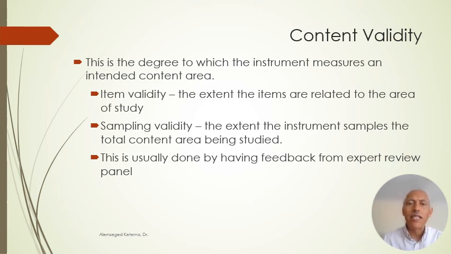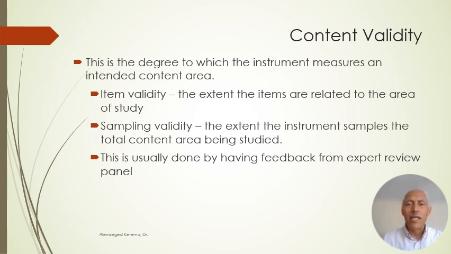Item validity is the extent to which the items are related to the area of study. This is just like an exam, for example. You may have a final exam or even a quiz. Are the questions in your quiz related to the area of study? Or did I include questions from a different area that don't have any relationship to the things you have studied? So item validity specifically has to do with whether the items in the instrument relate to the area of study, each one of them. You need to make sure that each one is related.